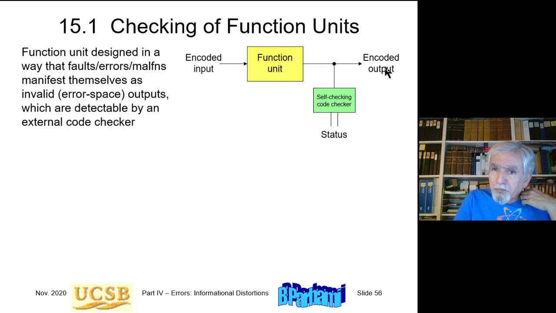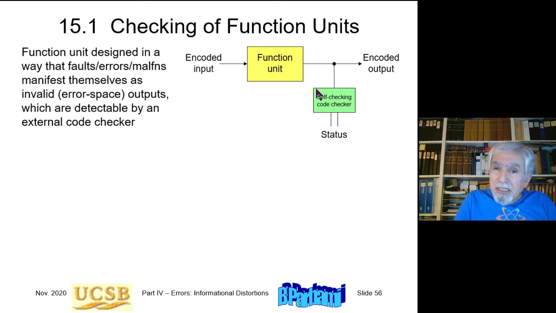So it's encoded. Normally, if the input is correct and the function unit is working correctly, then we get the correct output encoded as a code word. If something goes wrong in the function unit, then we get a non-code word here. Therefore, we use a code checker. And why this has to be self-checking itself, I'll discuss in a minute. So we use a code checker to check on this. If this is a valid code word, then we are okay. If this is a non-code word, then we have detected the problem in the function unit.